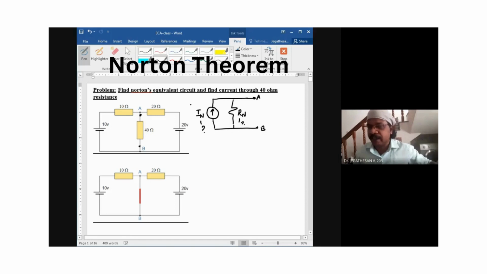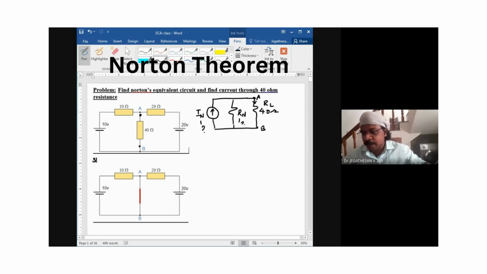Then we will draw the connection between A and B. We have a 40 ohm resistor between A and B. So this is our RL. We have to find IN and RN, then find the current flowing through RL using the formula. Now the first step is step one.